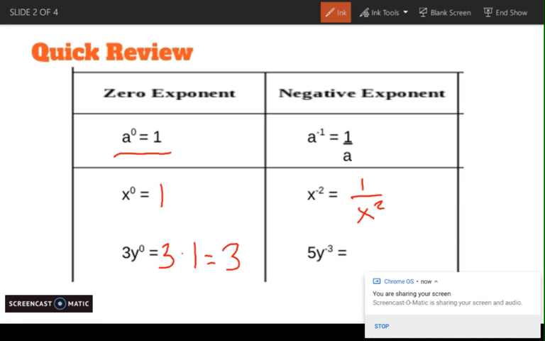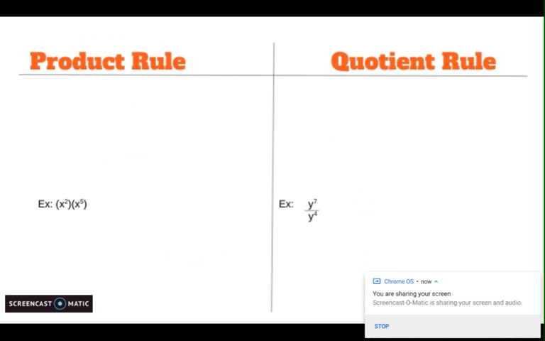And then again, when it becomes tricky is when you have these coefficients in front. So 5y to the negative third, that 5 is not being raised to the negative third, only y is. So that'll be 5 over y to the positive third power, like that. Now, let's get into the product and the quotient rule.